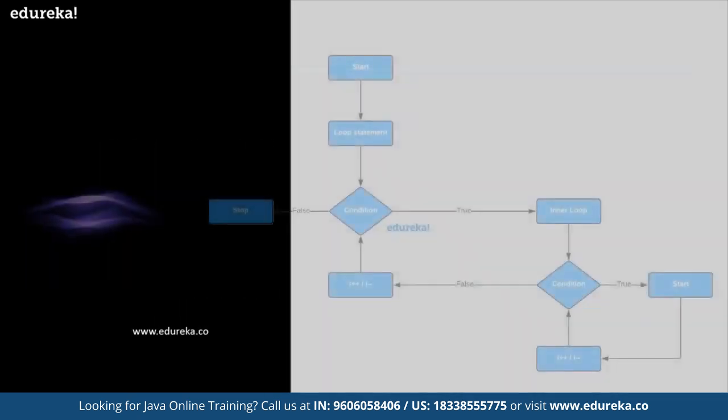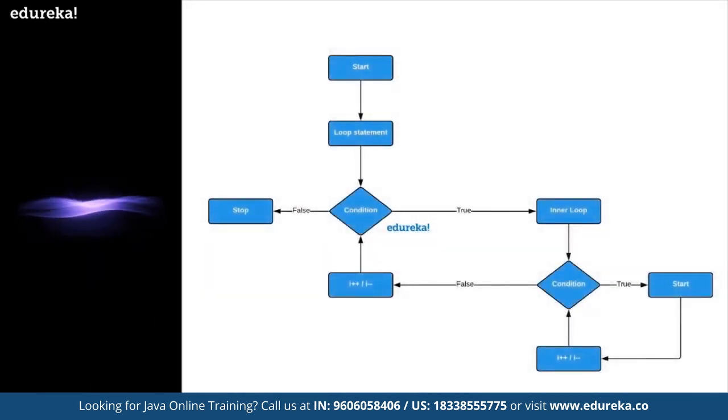Before executing an example, let us try to understand the flow diagram of the nested for loop. In a nested for loop, the program will begin at start and the control flow will encounter the first loop statement. After that, the control flow will enter into the condition. If the condition is true, then it will enter into the inner for loop. If the condition is false, then the control flow will directly exit the first outer for loop.